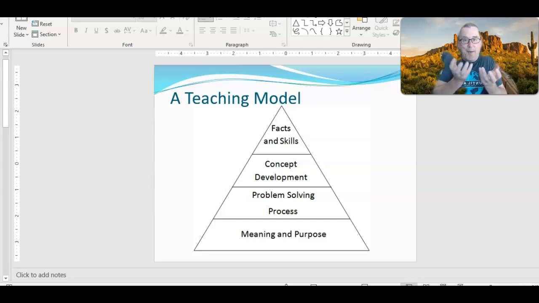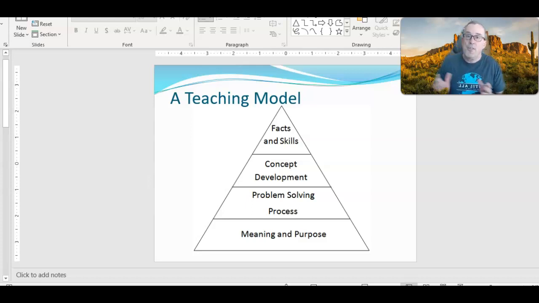And then learning happens through problem solving. Learning doesn't happen through mimicking. Mimicking is what you do when somebody shows you how to do something and you just mimic the procedure, perhaps with different numbers, but a lot of times void of any understanding for why you're doing what you're doing. But we're going to engage with meaning and purpose through a problem solving process in order to develop concepts, develop ideas, develop ways of thinking about the mathematics. And then all of that flows to the top where we get to facts and skills.